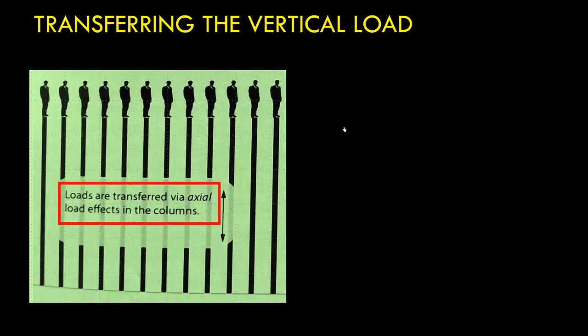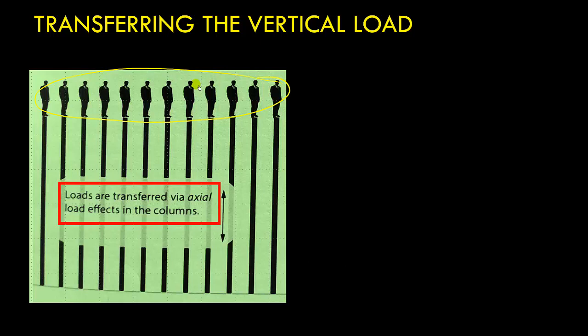So if you see, we can basically transfer the vertical load from a structure to the ground. There are two ways. One way is by axial compression or tension, and another way is by using moment and shear. For example, let us consider I have to transfer the weight of 10 persons to the ground.